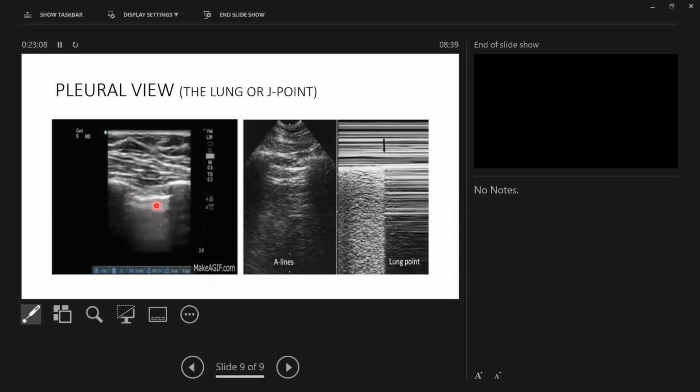This could be the 3rd intercostal space, 4th, 5th, 6th, 7th. Ideally, you can follow the whole thing down. But eventually, you'll reach a point where you see there's normal lung and abnormal lung. And that can give you a good idea as to whether this patient needs an IC drain.